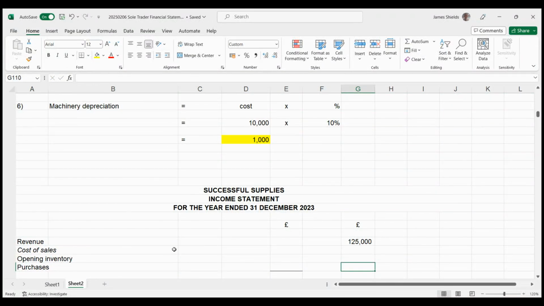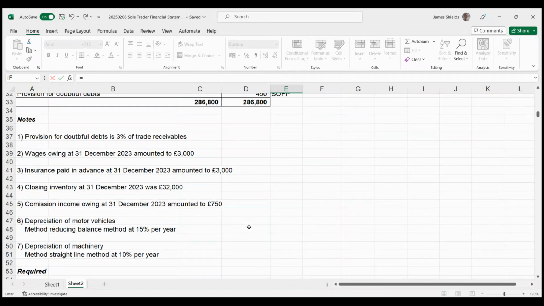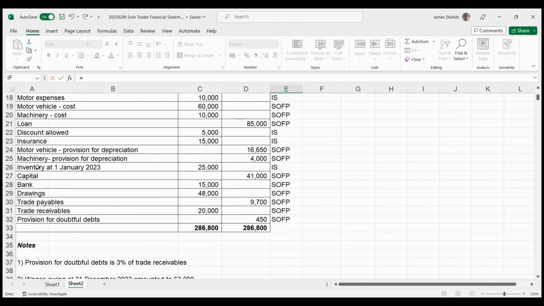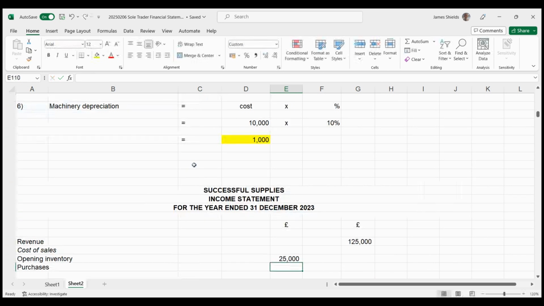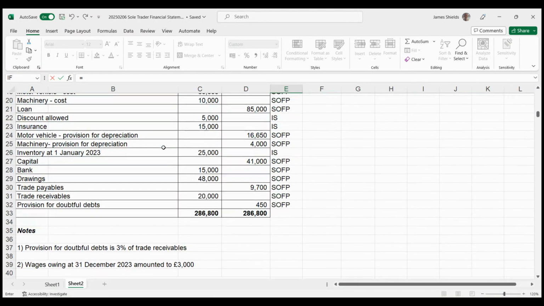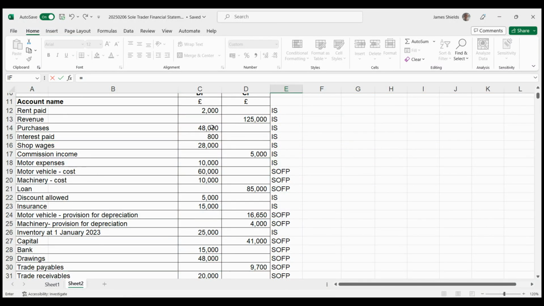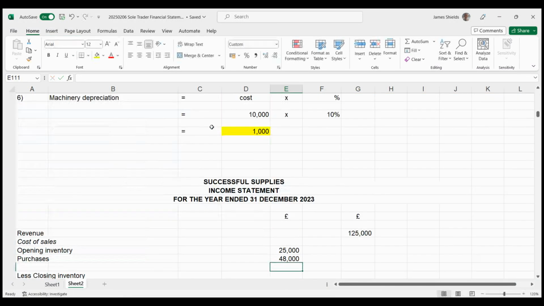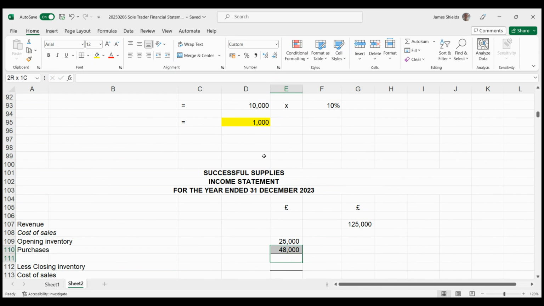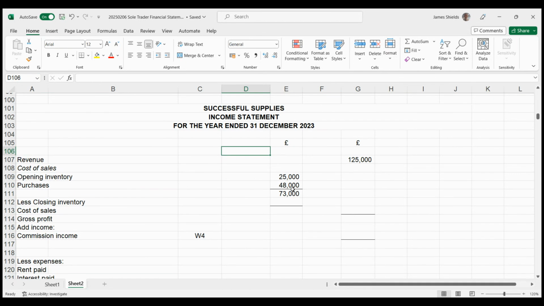Now, opening inventory goes in what would be the middle column. My opening inventory is the inventory figure in the trial balance. Here you go, inventory at the 1st of January 2023 is £25,000. Purchases, again, that's our figure in the trial balance, £48,000. Now we add the two together before we do our closing inventory, and 25,000 plus 48,000 gives me £73,000.